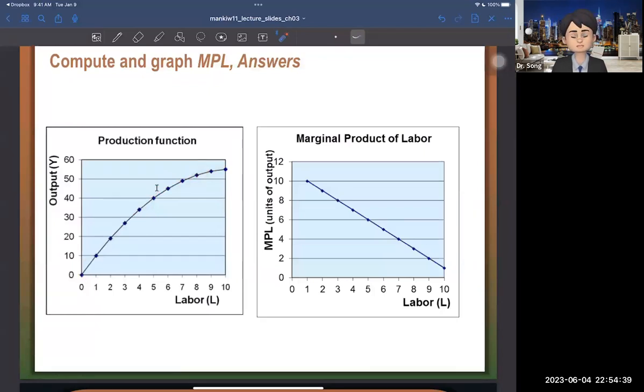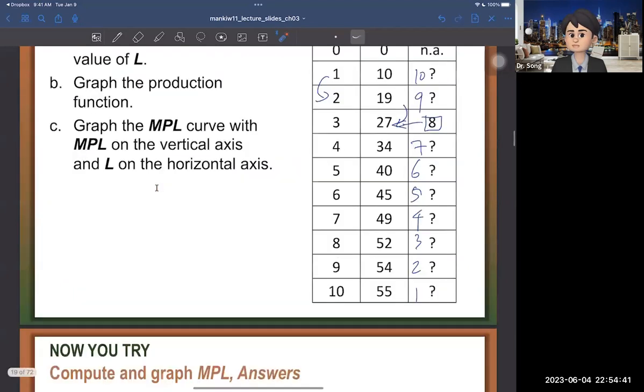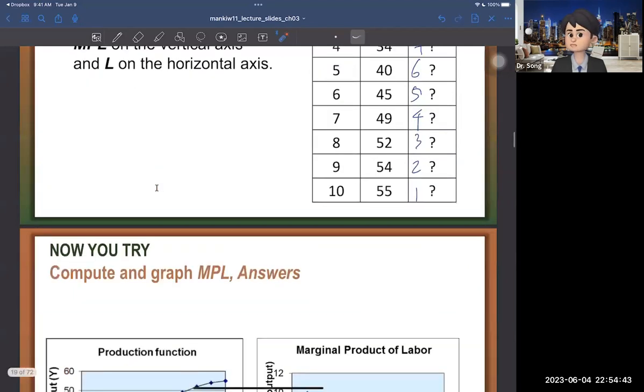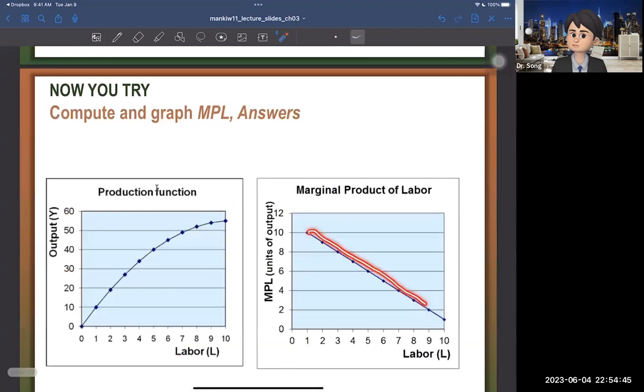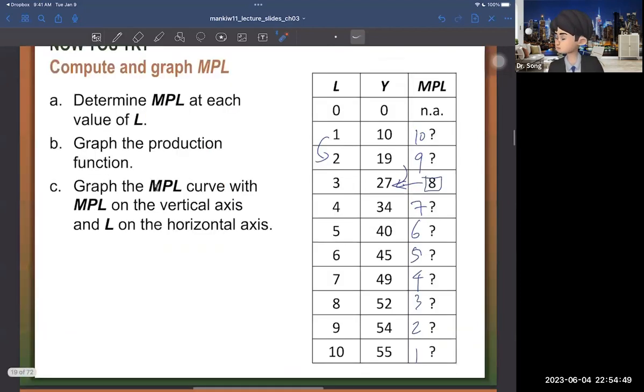And then question number C asks you to find the graph of the MPL, and the MPL is decreasing. So that we call the diminishing marginal product of labor. What does that mean? Well, the first worker's contribution is 10. The second worker's contribution is not as much as the first worker's, right? The first worker's contribution is 10, the second worker is 9, the third worker is 8, the fourth worker is 7. It's decreasing.